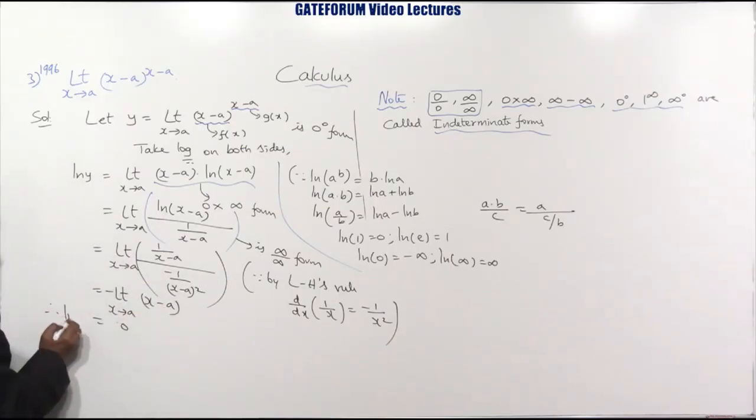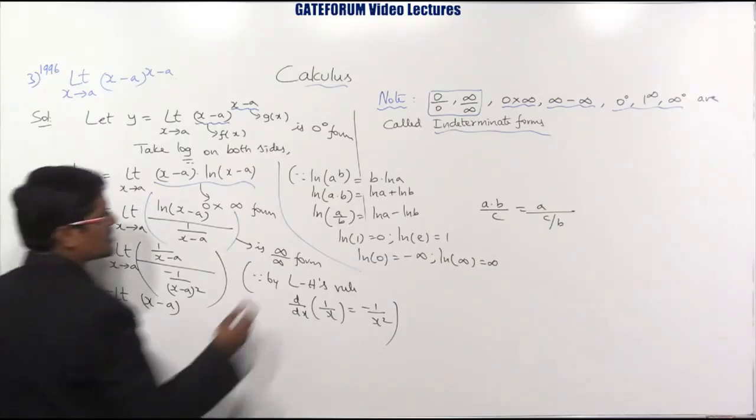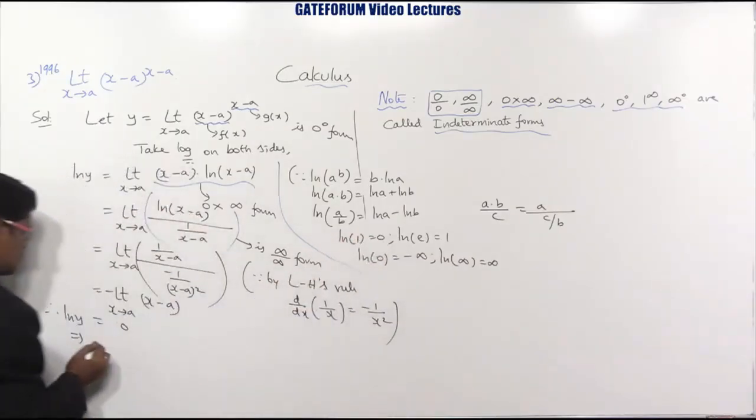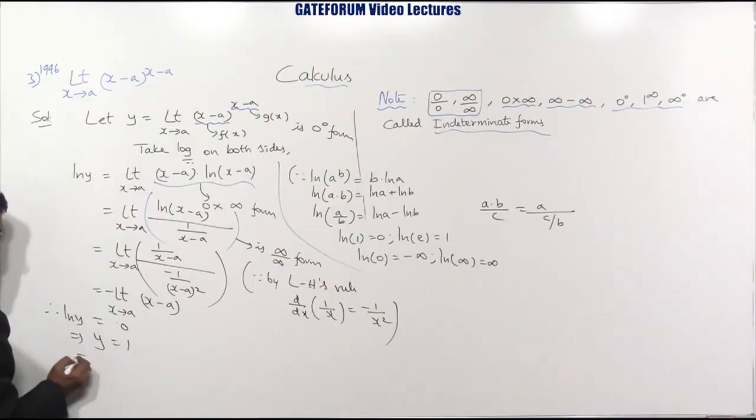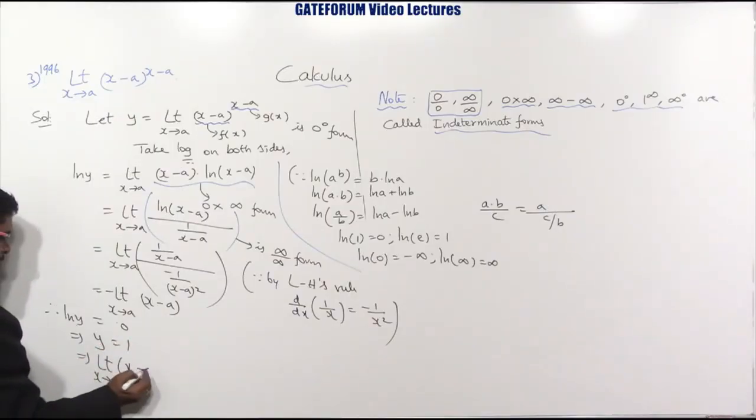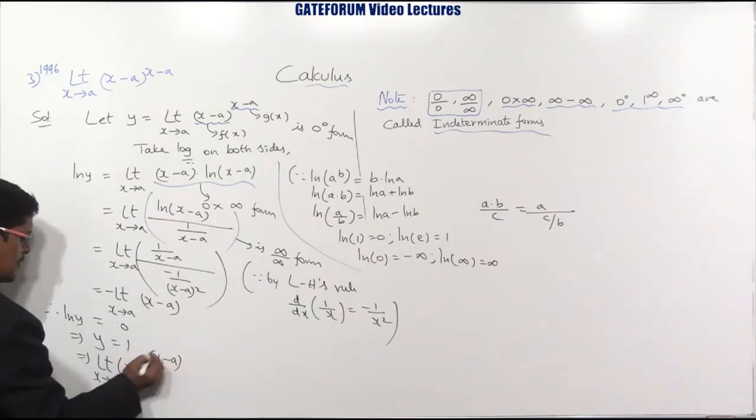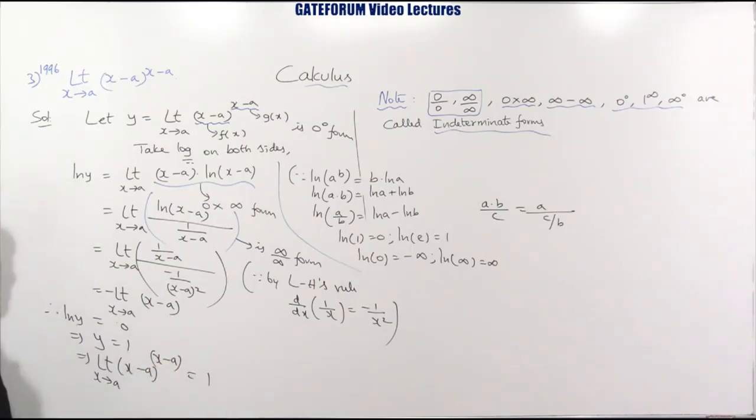So finally log y is 0, but our aim is the y value. Logarithm of which number is equal to 0? Log 1 is equal to 0. So therefore y is equal to 1. What is y? The given limit. Limit x tends to a, x minus a whole to the power x minus a, is equal to 1. Answer.